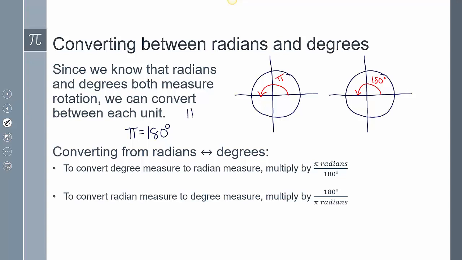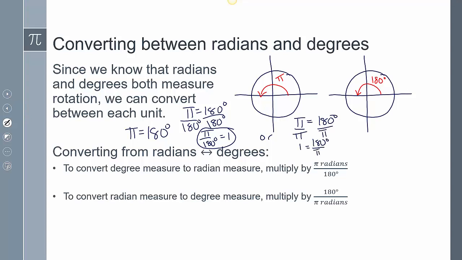So if I take this statement, pi equals 180 degrees, and I divide both sides by 180 degrees, you're going to get pi over 180 degrees equals 1. Or, if I have pi equals 180 degrees, and if I divide both sides by pi, I get 1 equals 180 degrees over pi. And so we have to multiply by one of these factors of 1s to be able to convert it.